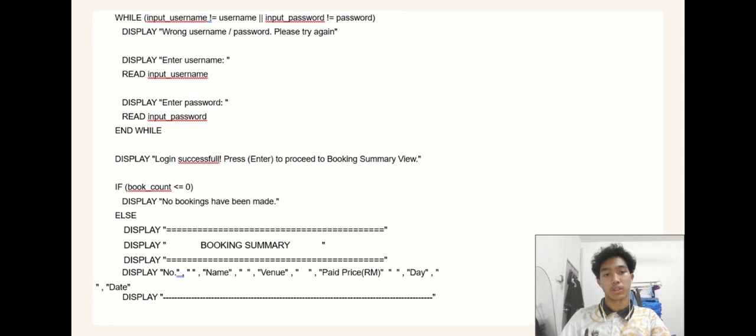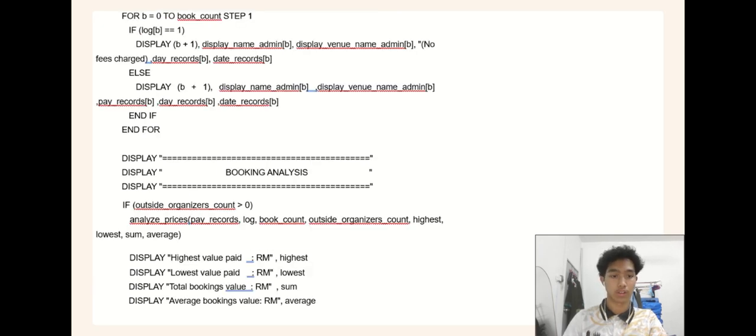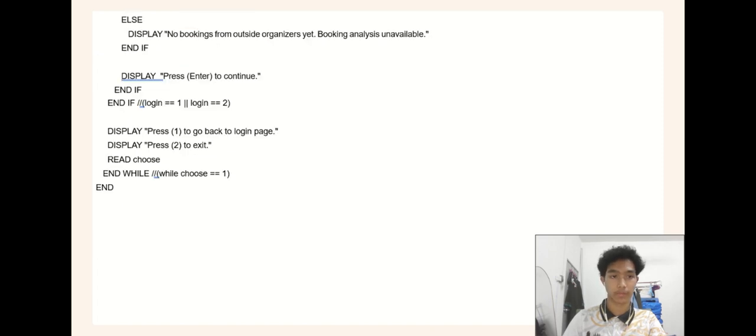The admin will be able to see the booking summary like number, name, venue, paid price, and of all the users. And this is the booking analysis for the admin that I said before: the highest, lowest, total sum, and average. And that's the end of the system.